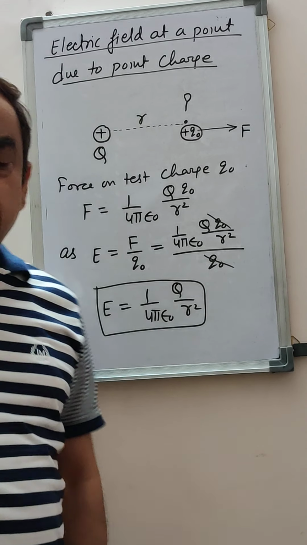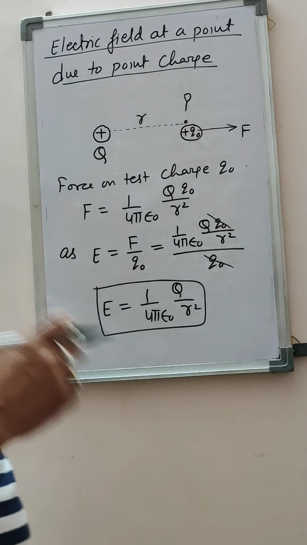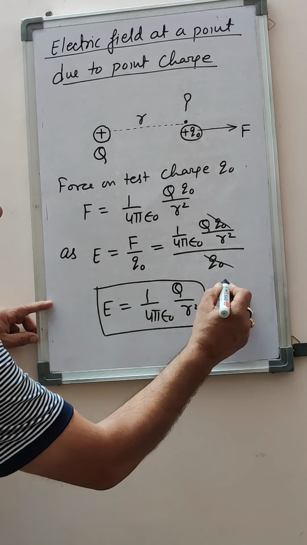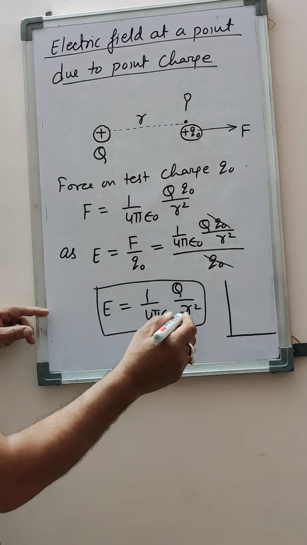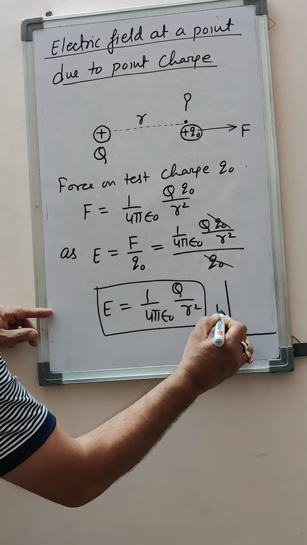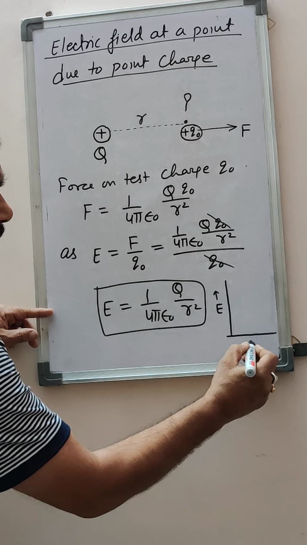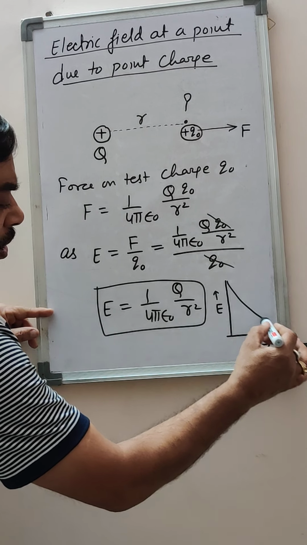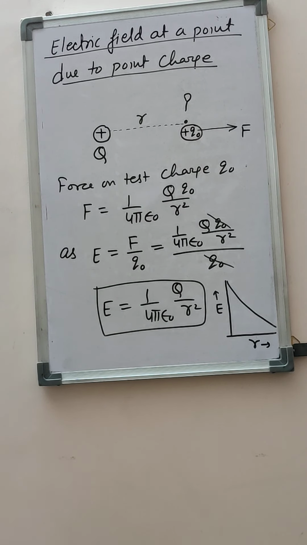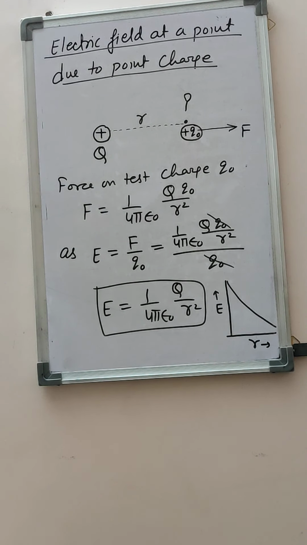So when you have to find the electric field due to charge Q at distance r, you will apply this formula. Now how does the intensity vary with distance? Intensity due to a point charge varies with distance as E inversely proportional to r square. So this type of graph you will be getting. This is the variation of intensity due to a point charge with distance from the charge.